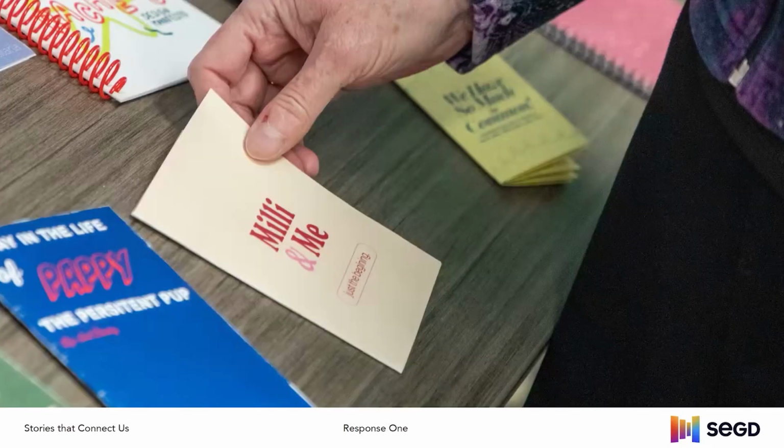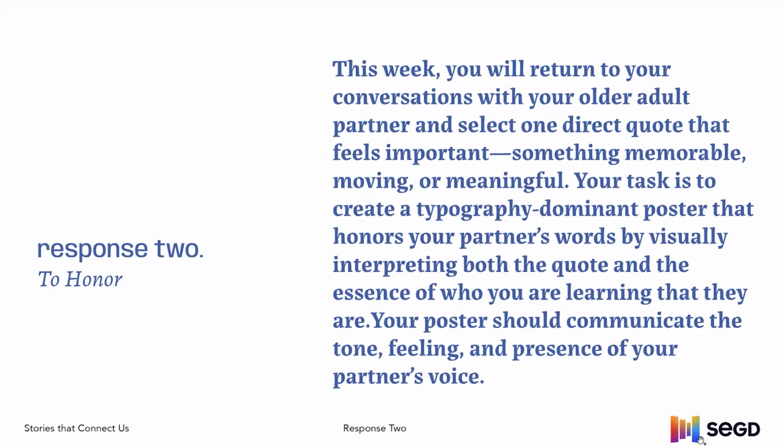Another example here of just a couple other zines and what their outputs were. Response two: this week they returned to the conversations with their older adult partner and they selected a direct quote that they felt was important, something that was memorable or moving or meaningful to them. And their task was to create a typographic dominant poster that honors their partner's words by visually interpreting both the quote and the essence of who they're learning about.